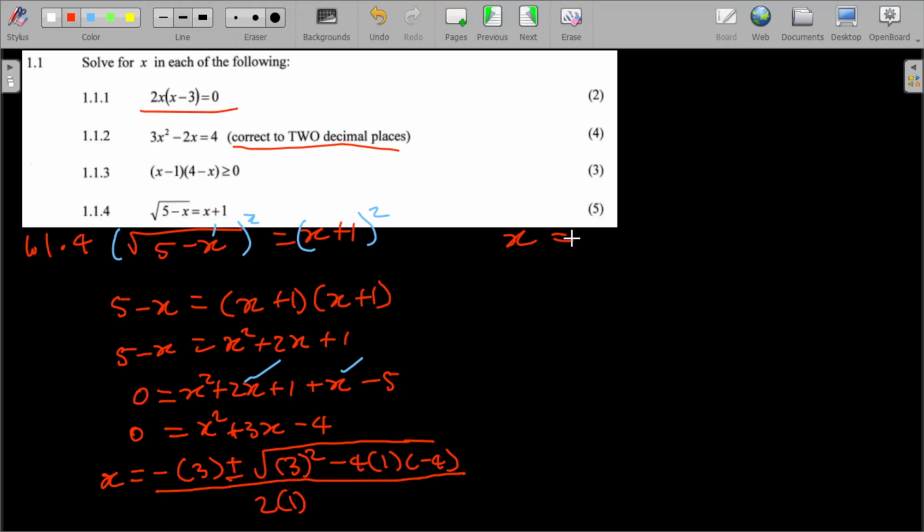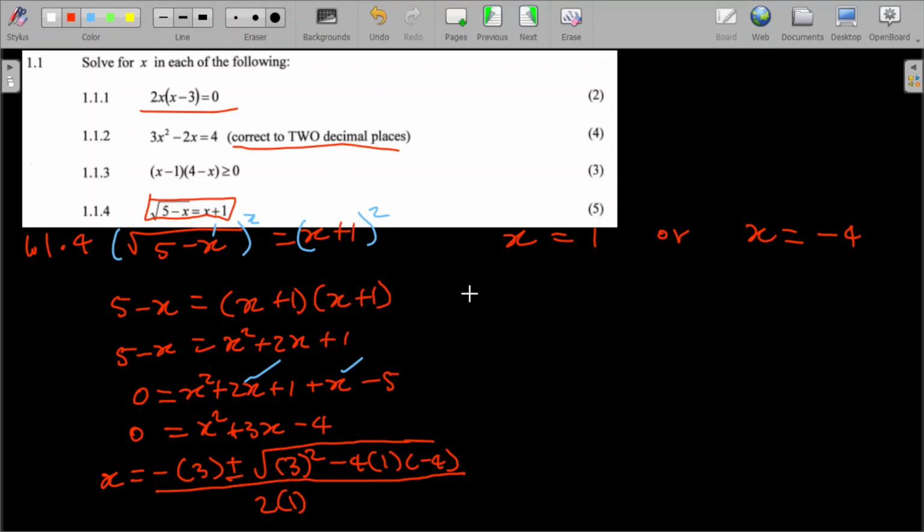So my x here is going to be minus 3 plus or minus the square root of 3 squared minus 4ac, and then all over 2a. So my first x is 1, and my other x is going to be -4. So from here, again, this is very important, specifically in these types of questions. You need to check your answers. Is your answer a solution or not a solution?